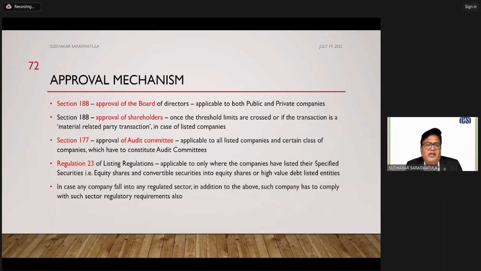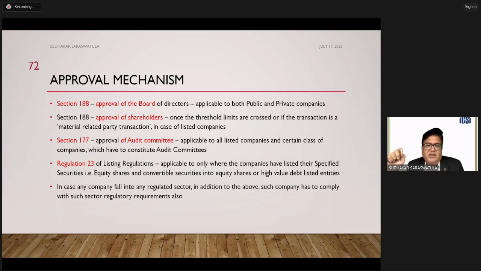So wherever the approval of the audit committee is there, it is applicable to all listed companies and certain classes of companies which have to constitute audit committees. Even companies which don't need to constitute an audit committee but have voluntarily constituted one are expected to ensure the compliances of 177.